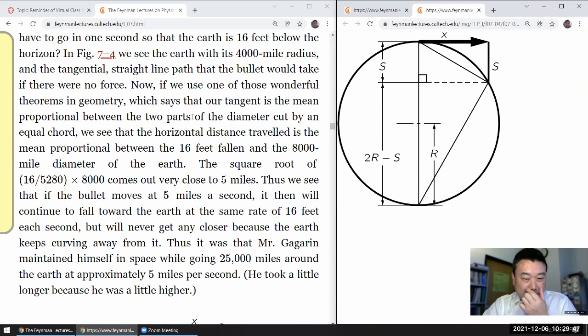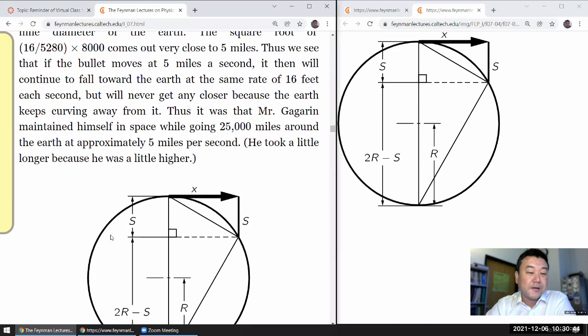So what I'm saying here is that we see the mean proportional between the 16 feet fallen and the 8,000 mile diameter of the Earth. The square root of this quantity, which is how you calculate a geometric mean, comes out very close to 5 miles. If the bullet moves at 5 miles a second, it will continue to fall toward the Earth at the same rate of 16 feet each second, but will never get any closer because the Earth keeps curving away from it.